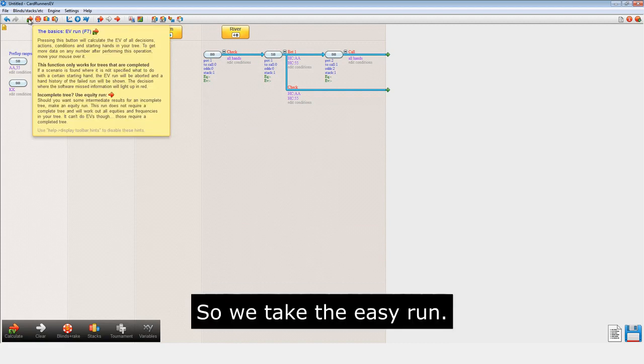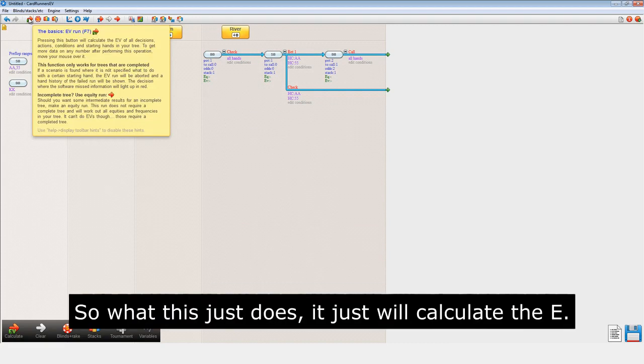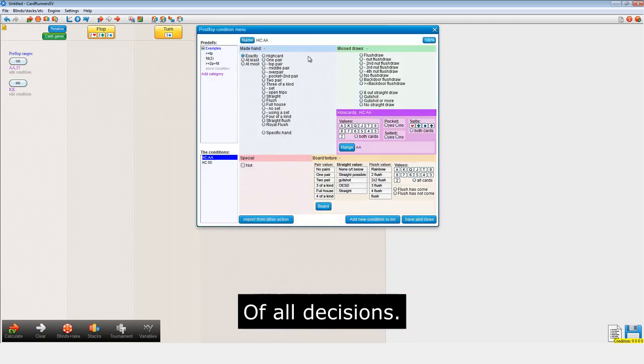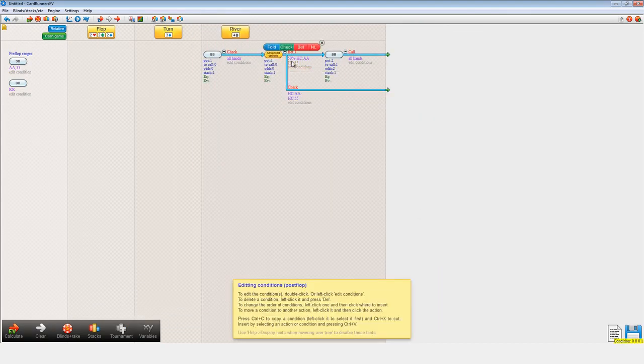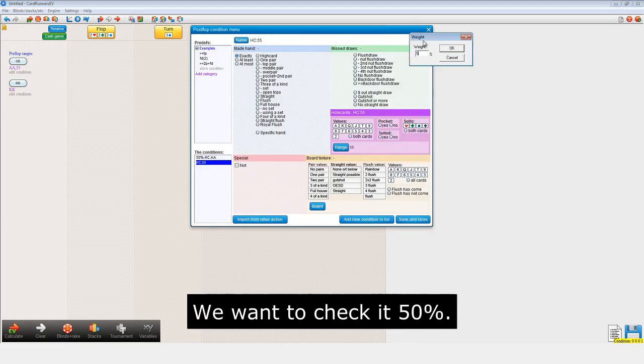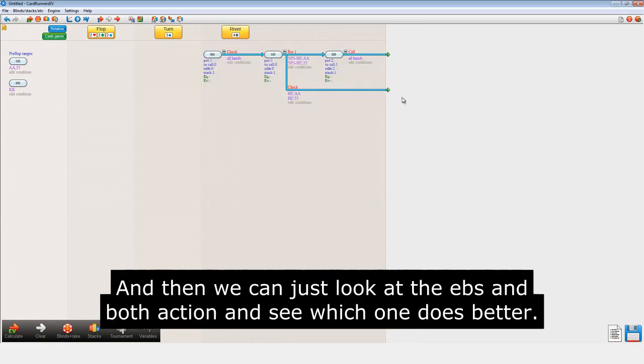So we take the EV run. What this does is calculate the EV of all decisions. And so what we can do here is say, okay, we want to bet at 50%, we want to check at 50%. And then we can just look at the EVs of both actions and see which one does better.